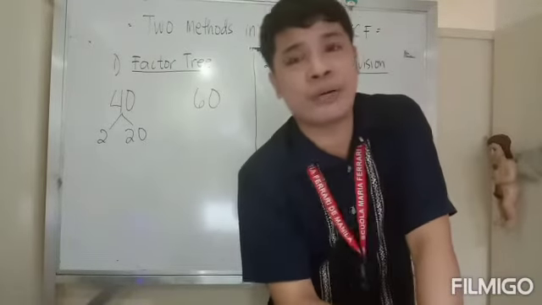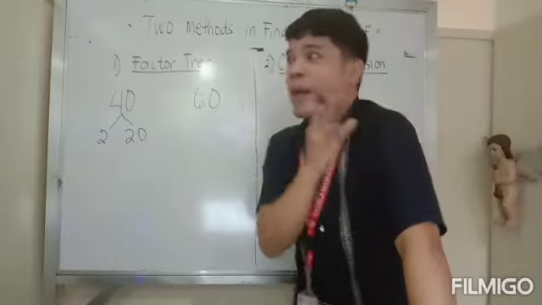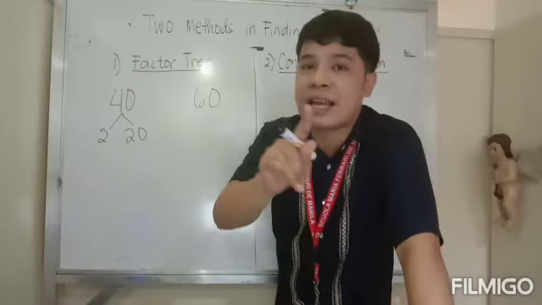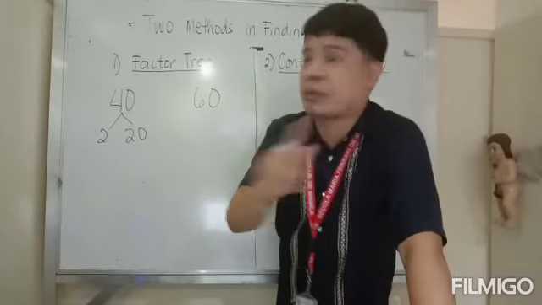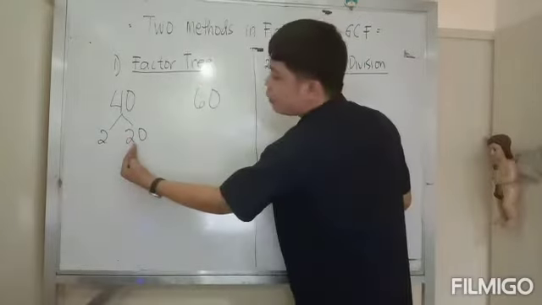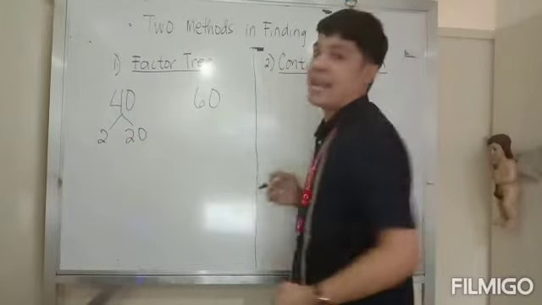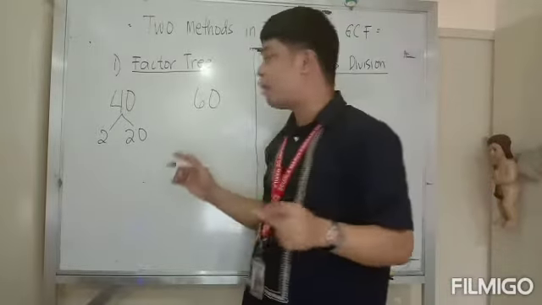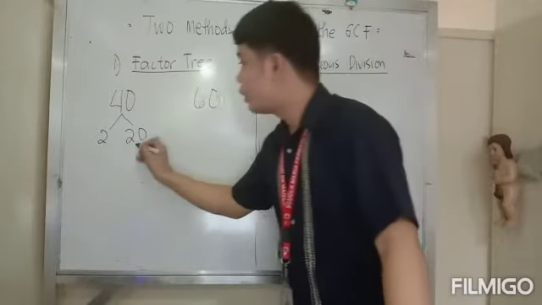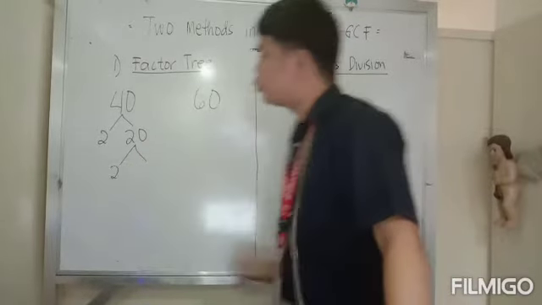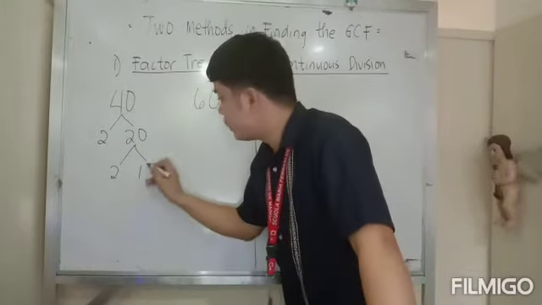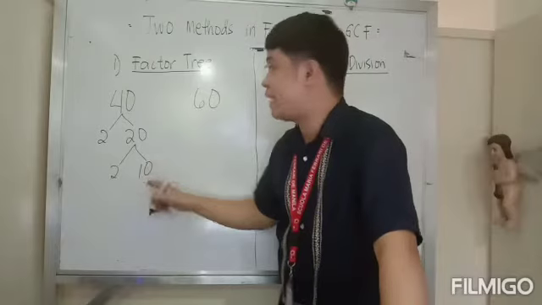And always remember, class, that when writing the numbers using a factor tree, always place the prime number on the left side, and the composite number will be placed on the right side. Now after that, you're going to think of the smallest prime factor of 20, which is 2. So again, we have another 2 there, and the partner of 2 is 10, because 2 times 10 equals 20.